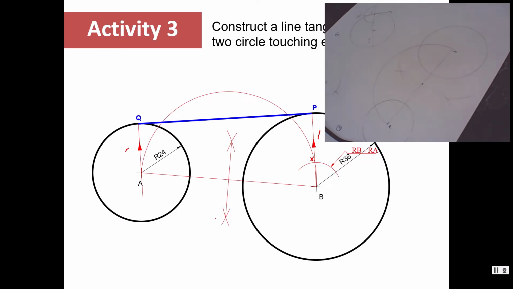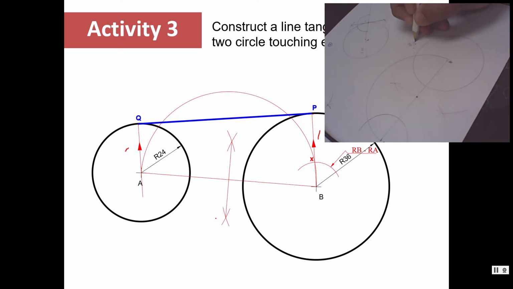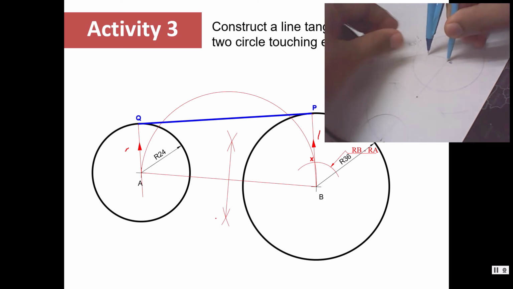Okay, after that, the next step is to draw another arc that has the distance RB minus RA. So the radius for B is 36 minus the radius for A, which is 24. So it's 12 mm. So the arcs that we're going to draw have a 12 mm radius. Okay, so just draw something like this.